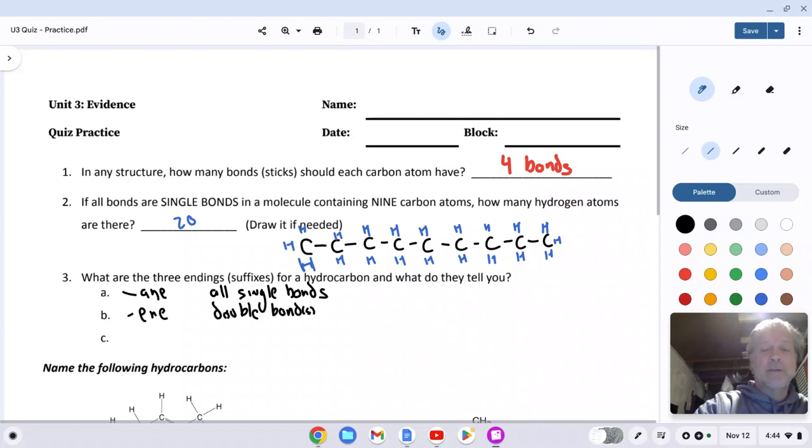(S) are present. So it could be more than one double bond, but in order for it to be an -ene, it has to at least have a double bond. And then the last type is -yne, Y-N-E, and that means triple bonds are present.